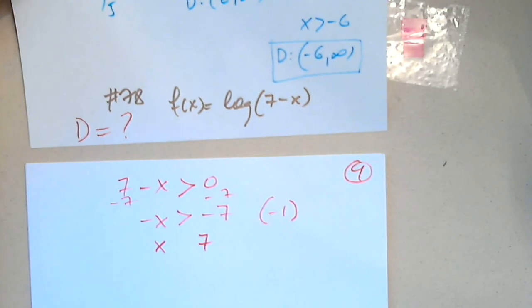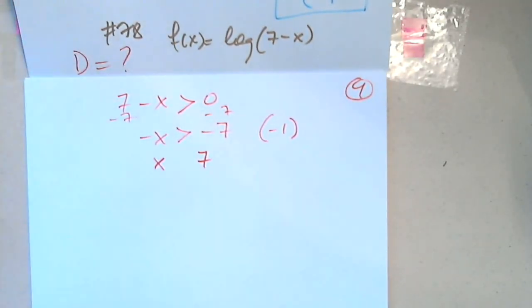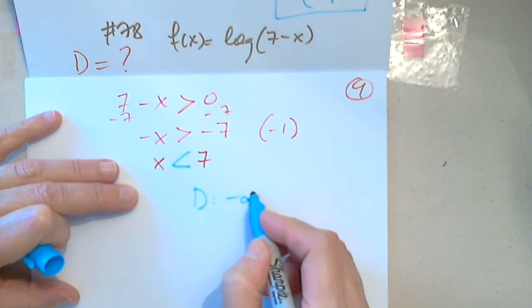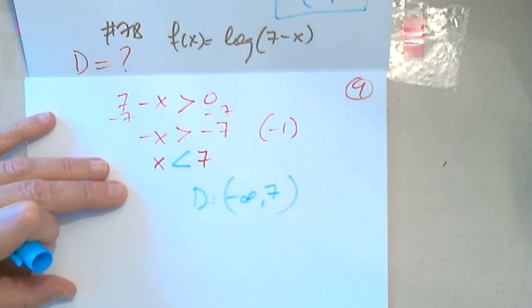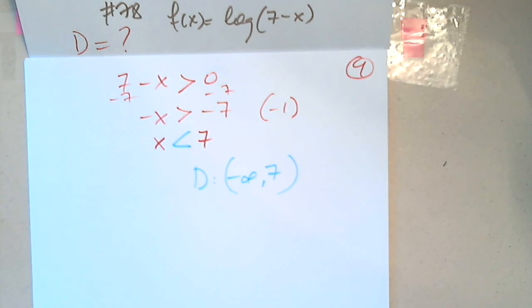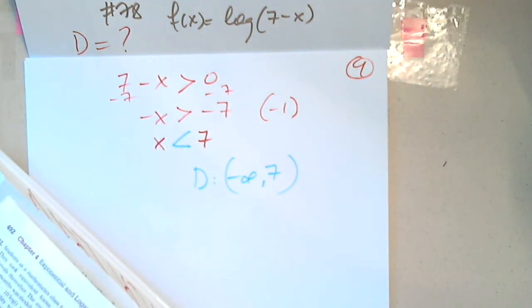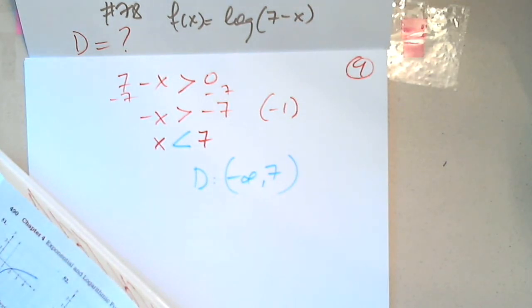And what happens when I multiply or divide both sides by negative 1? The sign switches. Very good. So in this case, the domain of this function is negative infinity to 7. I would like us to look at applications. There are many, many applications of log function.